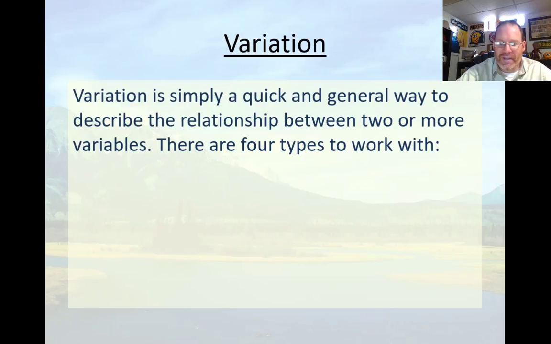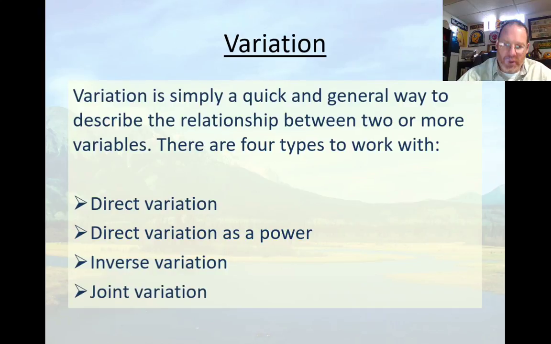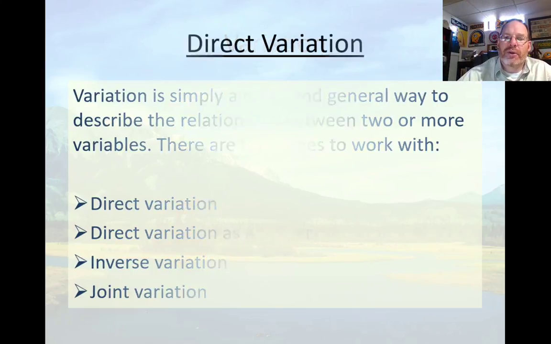There are four different types of variation that we are going to be dealing with. I'm going to go through these one at a time, but I'm just going to bullet point all four types right now. The first and easiest is direct variation. Then there's direct variation as a power. There's inverse variation. And lastly, joint variation. Like I said, we're going to go over those one at a time real quick.